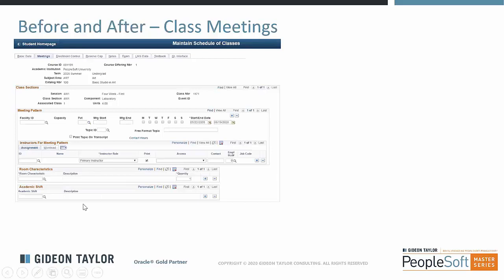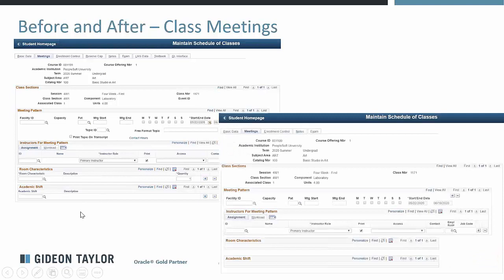So let's take a look at the features that were turned off. This side by side, it's kind of hard to tell that there was actually quite a lot of adjustments on this page. It's still pretty busy. But again, a little bit of inconsistent behavior. I'll point out here in the meeting pattern scroll, there's these topic IDs. So topic ID, free format topic, contact hours, and print topic.